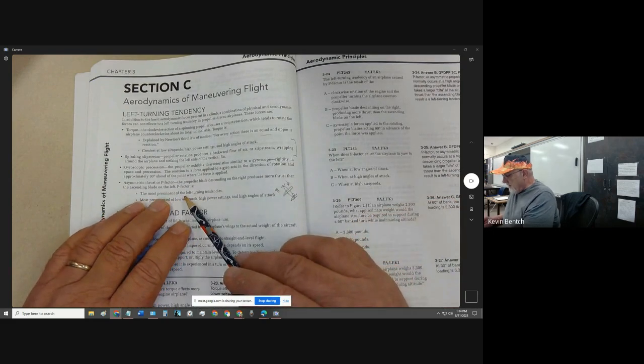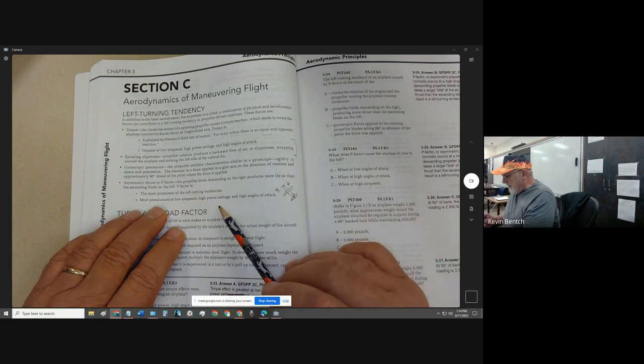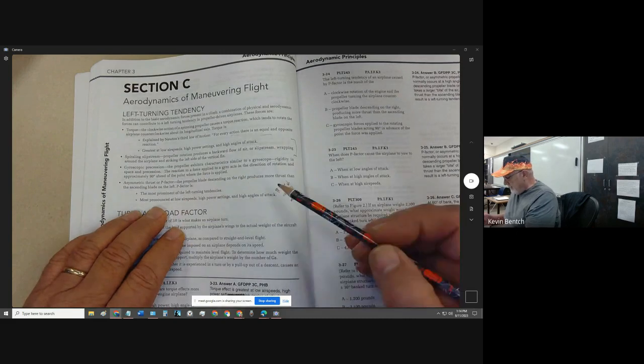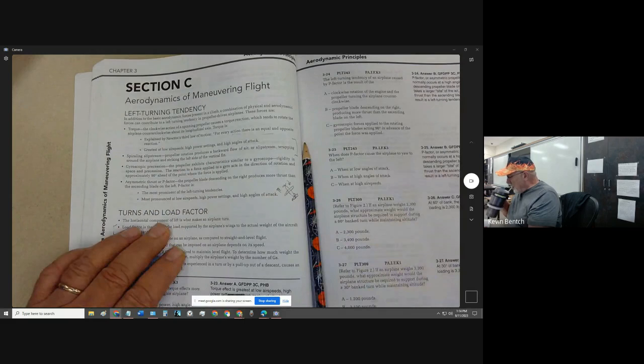This is the most prominent of the left-turning tendencies, and it is most pronounced at low airspeed, high power, and high angles of attack. In other words, when you're taking off, or any other time that you would have that same situation.